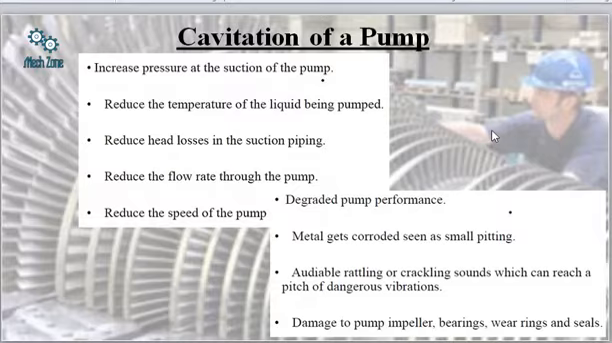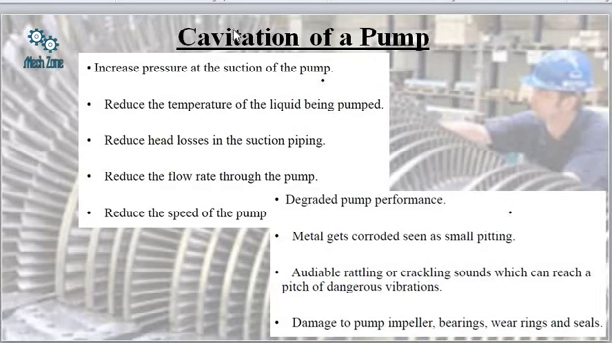Next we come to cavitation in the case of a pump, and how we can reduce it: by increasing the pressure at the suction of the pump, reducing the temperature of the liquid being pumped, reducing the head losses in the suction piping, reducing the flow rate through the pump, and reducing the speed of the pump. All these ways contribute to the reduction of cavitation in a pump.